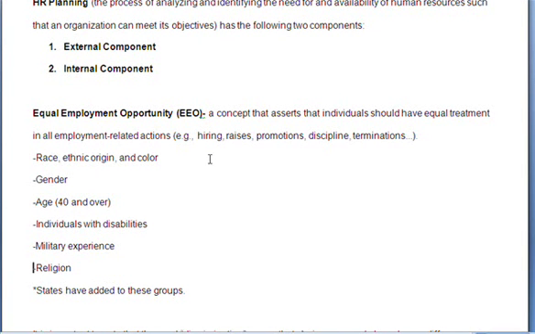Non-citizens in the U.S. who can legally work here, right? So they have the proper visas, etc.